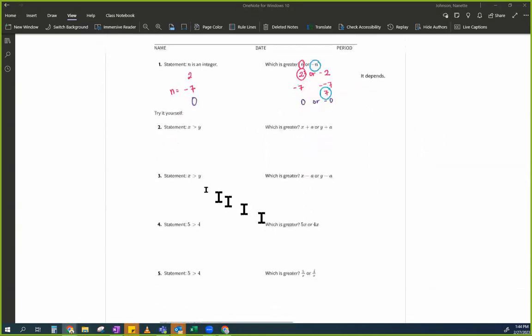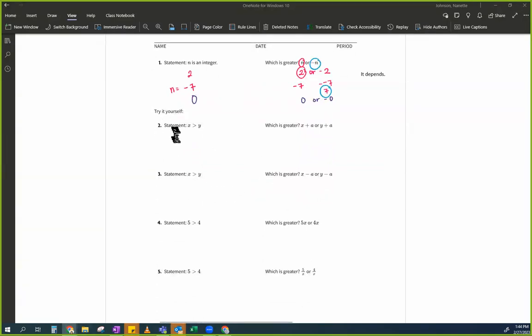Okay, you're going to try this one, and then I'm going to pause and have you guys try it. Statement: x is greater than y. So a number is bigger than another number. Which is greater, x plus a or y plus a? Which one is bigger, x plus a or y plus a? So I'm going to give you a couple seconds to figure this out while I pause the video.